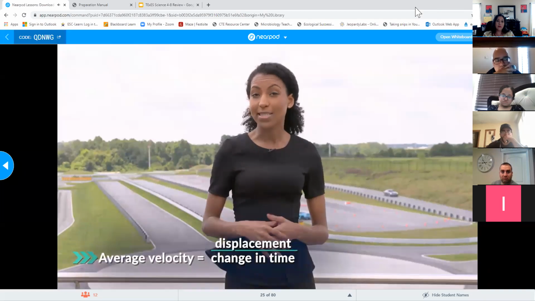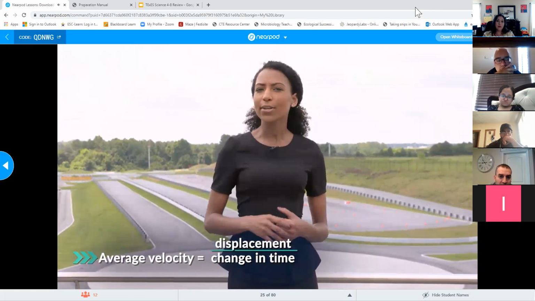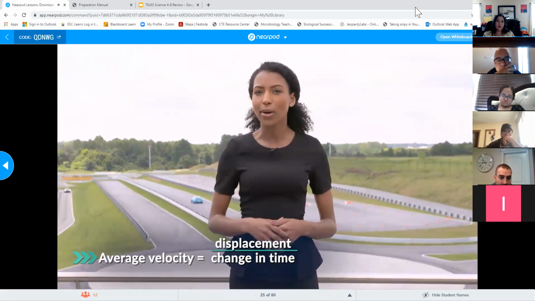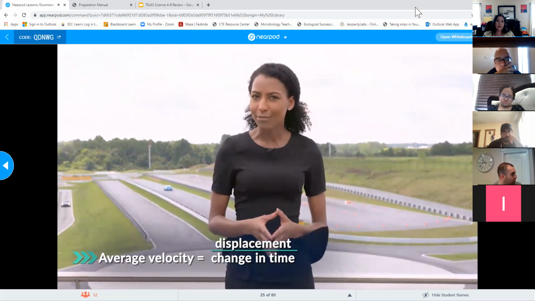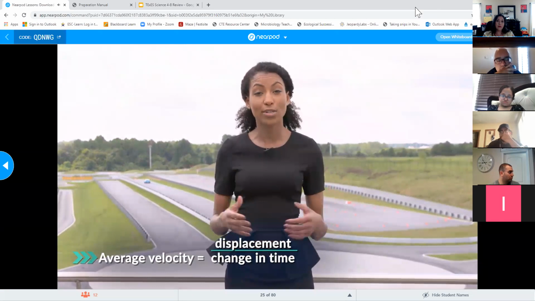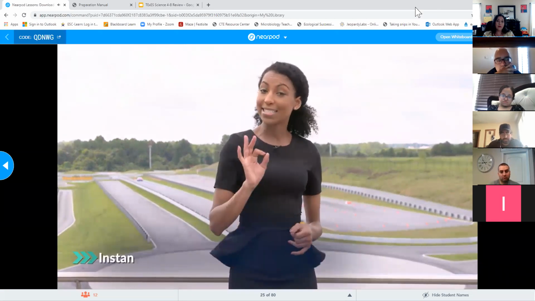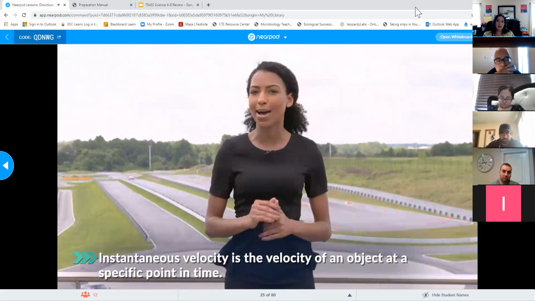Now, let's talk about the difference between average velocity and instantaneous velocity. Average velocity, as we've been discussing, is the displacement divided by the change in time. We calculated the average velocity of the car going from point A to point C. But what about the journey itself? The average velocity tells us the overall velocity over the course of the entire journey. The instantaneous velocity is the velocity of an object at a specific point in time.